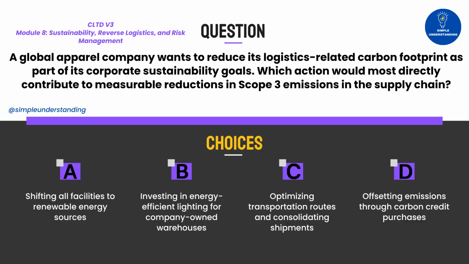Question 1. A global apparel company wants to reduce its logistics-related carbon footprint as part of its corporate sustainability goals. Which action would most directly contribute to measurable reductions in Scope 3 emissions in the supply chain? A. Shifting all facilities to renewable energy sources. B. Investing in energy-efficient lighting for company-owned warehouses. C. Optimizing transportation routes and consolidating shipments. D. Offsetting emissions through carbon credit purchases.